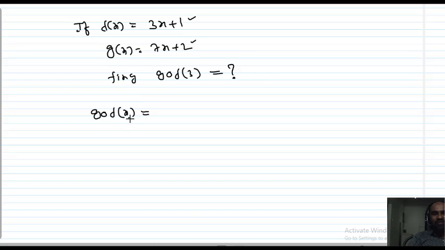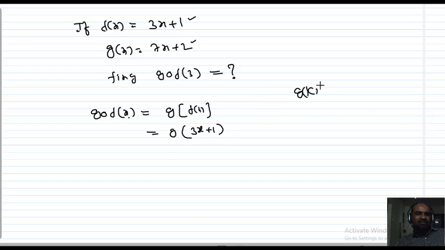For x as input, what is the new output for the new function G circle f? That we should find. According to the definition, I can write G of f of x. Instead of f of x, I can write 3x plus 1. This looks just like G of k. What is G of k? G of x means this, G of k means instead of x you write k, so 7k plus 2. G of k means 7 times k plus 2.